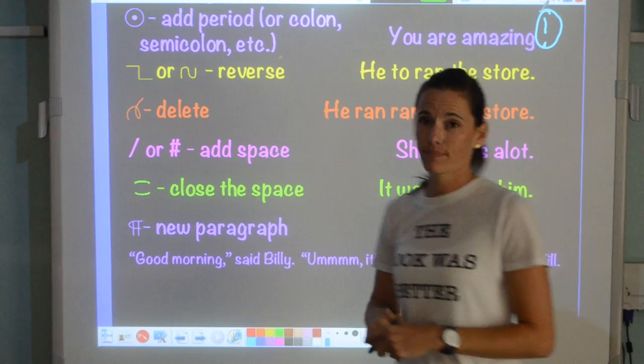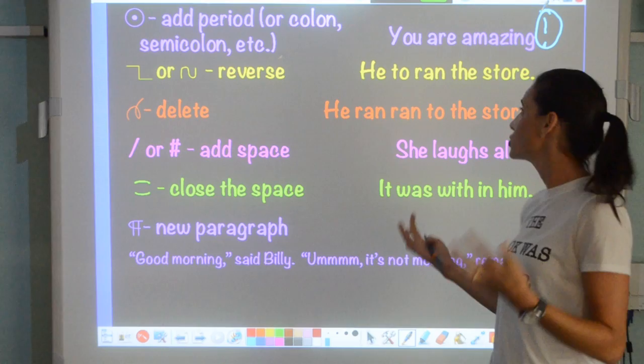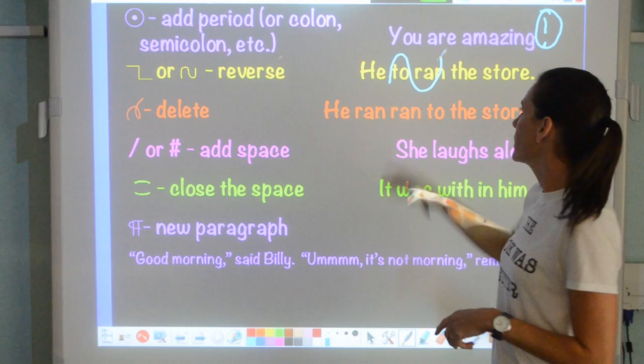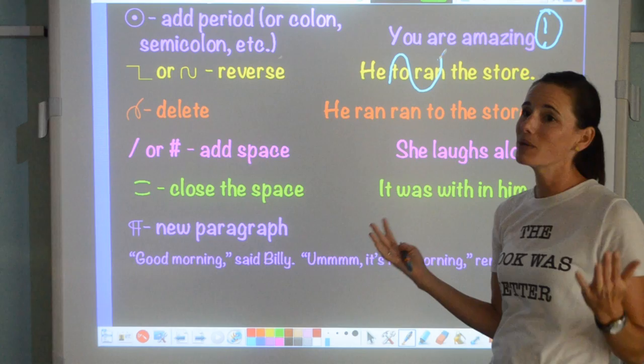You can do it with straight lines or you can do it with a curved line. So, "he too ran the store" doesn't make sense. We need it to say, "he ran to the store." We need to reverse. So if I do this little number, it shows me that I need to reverse these words. When I need to delete a word, I get to use a little squiggly pigtail. "He ran to the store." Too many rans. I can just do this, and that shows me that I need to delete that word.